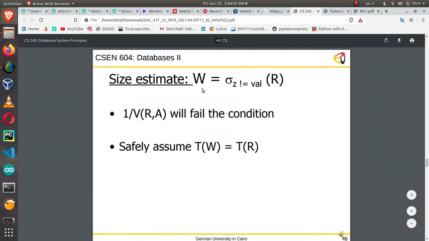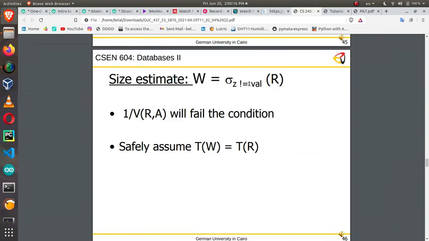Select not equal. Okay, so we can assume that this will return most of the table, so we can overshoot and say this will return T of R. Okay, which means that most of the table are equal to value except 1 or 2 tuples. Or the opposite: most of the tuples in the table are not equal to the value given in the condition.